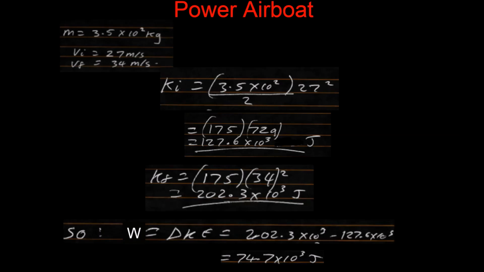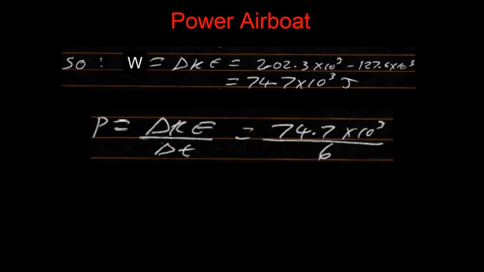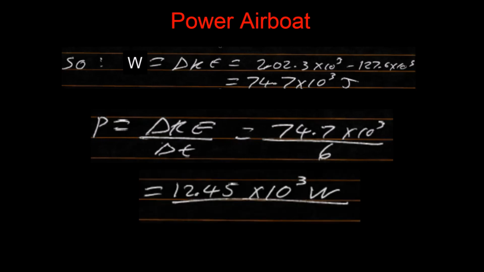But this is the work done. Here we're looking for the power. Here's our work done. Well, remember, our power is essentially our energy over time. Let's say it takes 6 seconds here. This will be 74.7 times 10 to the 3 over 6 seconds, which will give us 12.45 times 10 to the 3 watts.